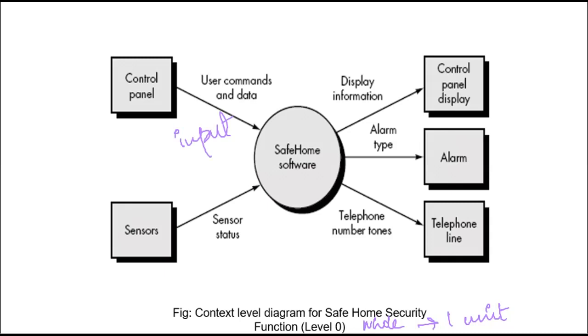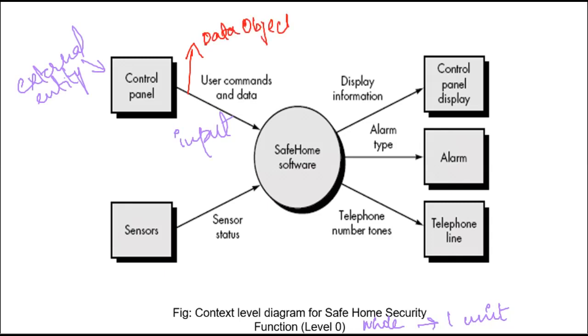Now, what are these square boxes? The square boxes are your external entities. External entity is your square box. What are the labeled arrows? These labeled arrows are your data objects. Then what are circles? Circle or bubble, this is your transformation. So these are the representations.